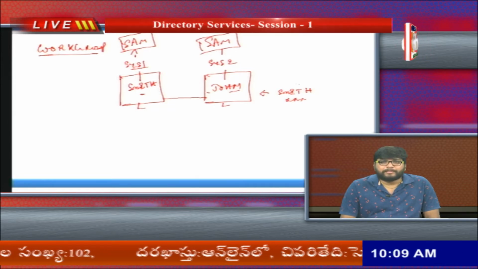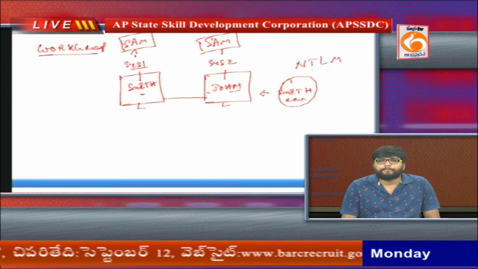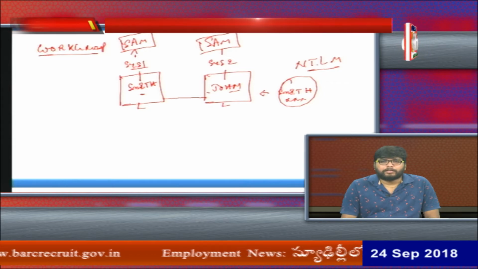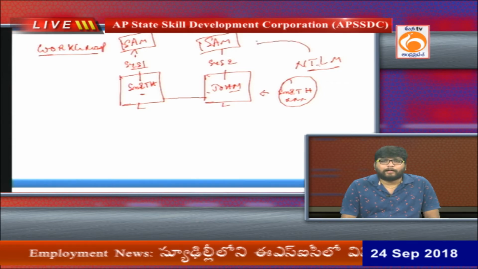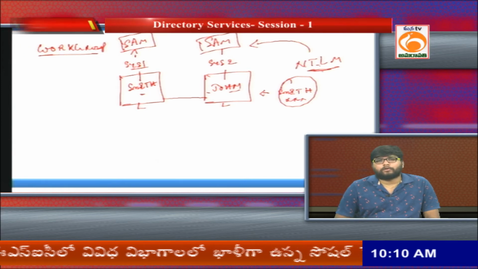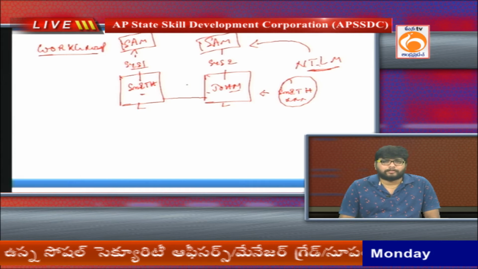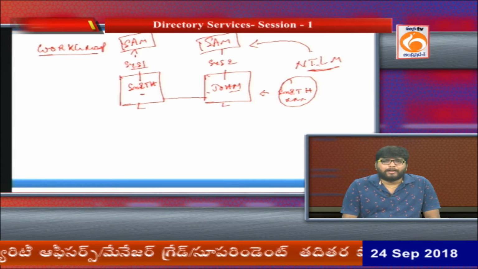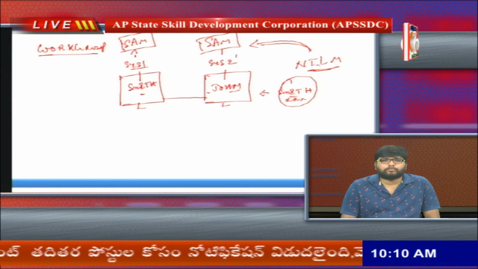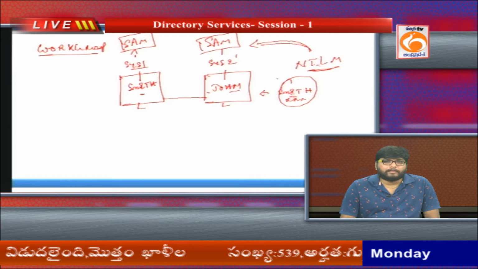Now, when Smith is trying to log in, a protocol called NTLM, New Technology LAN Manager, checks the database. This is called an authentication protocol. Authentication means the one which checks the credentials. Now, this protocol is checking the credentials of Smith. Are they available in system 2? No.